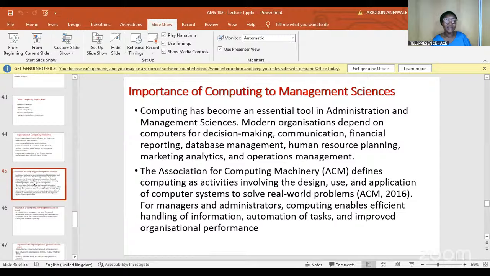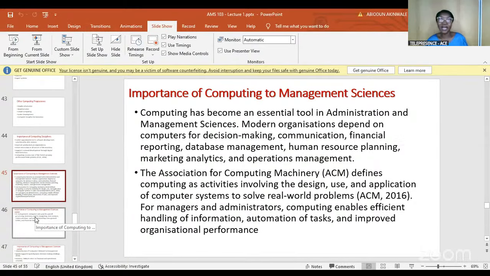So we move forward. Again, importance of computing to management sciences. So we've looked at it from the general perspective. Now we bring it back home. We have come to computing science today. We've explored different fields that are available here, the specializations, what they offer, and we have learned so much about what they do, how it benefits the world. Now, what is the take home for us as management scientists? The modern organizations depend so much on computers for what? For decision making.